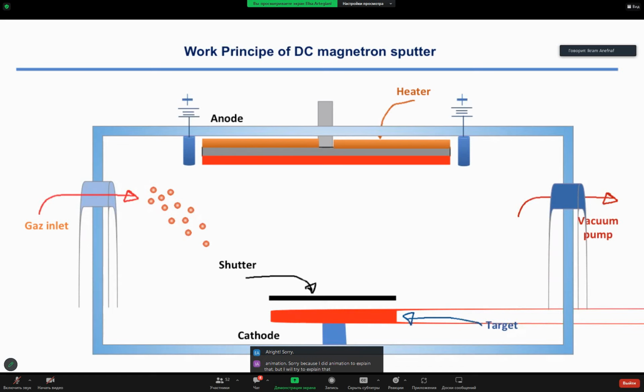Neutral argon atoms become ionized when they collide with the negatively charged target, and then eject into the high density plasma, which is generated through neutralization. So the positive ions condense and then form the thin film on the substrate. And the magnetic field traps electrons over the sputtering target, preventing ion bombardment and increasing the deposition. Sorry, there is a problem in this scheme because there is an animation to explain that.